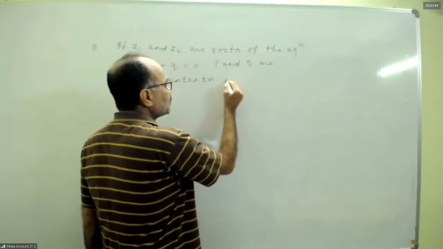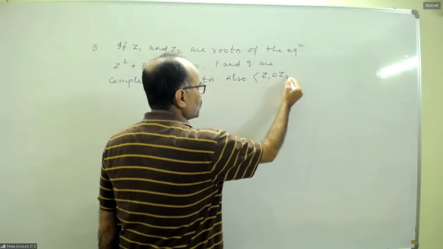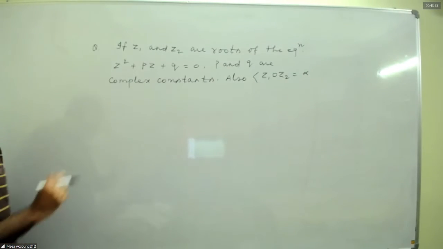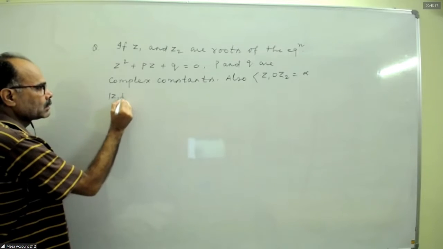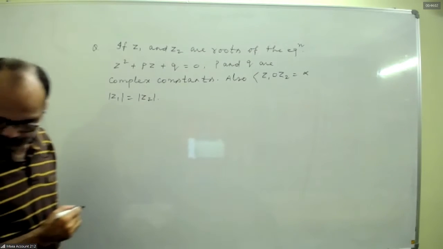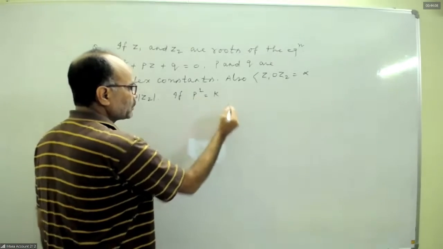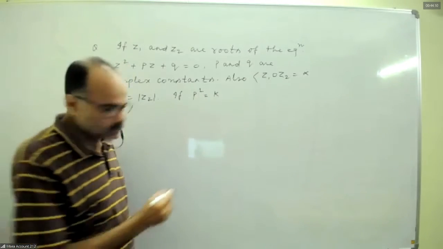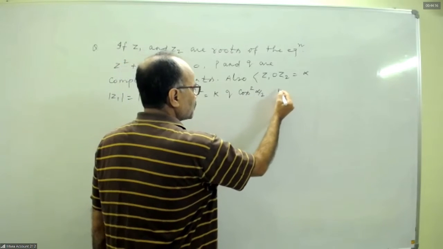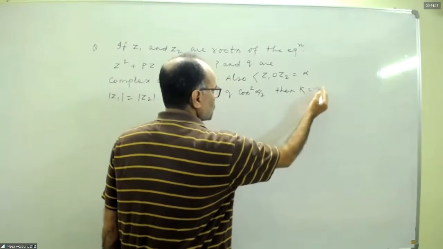Also, Z2 is Z1 rotated by alpha, so mod Z1 equals mod Z2. And if P square equals K times Q into cos square alpha by 2, then K is not 0, then K equals what?